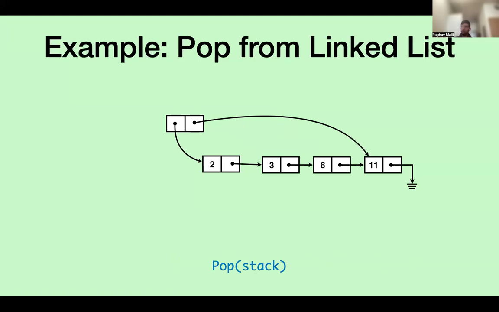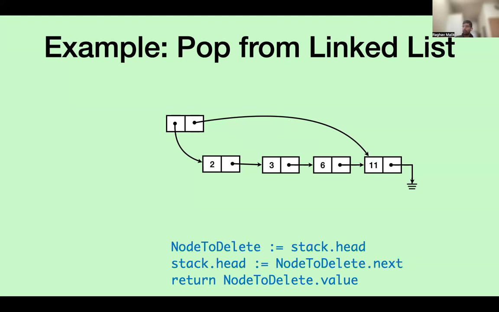Conversely, if we try to pop from the stack, we decided that pop was deleting from the head of the linked list. So if I expand what deleting from the head means, first I grab the node that I want to delete, and that's going to be the current head of the stack. Then I advance stack.head by 1, so I set it to node to delete.next. And then I just return the value of the node that I was deleting.